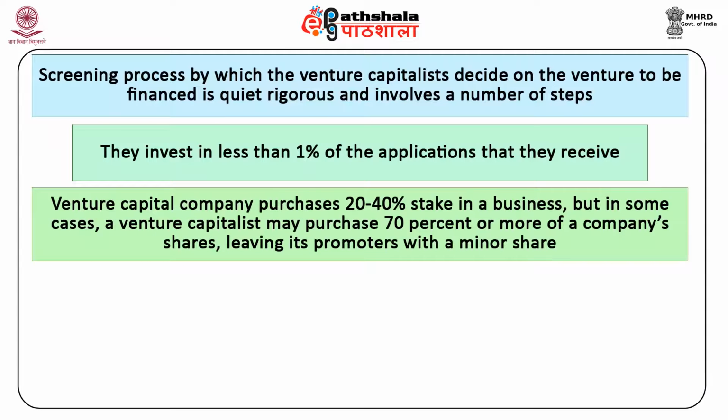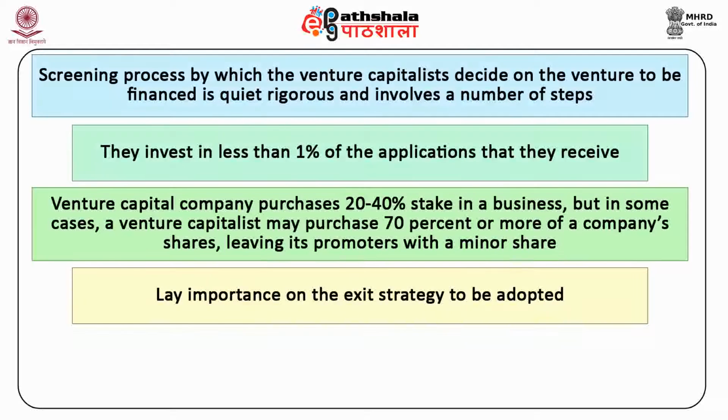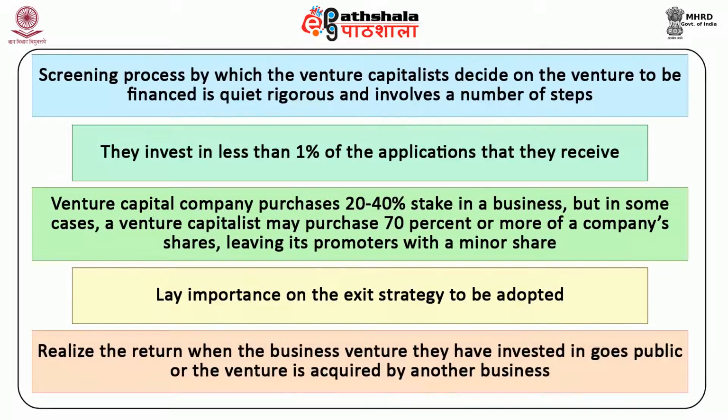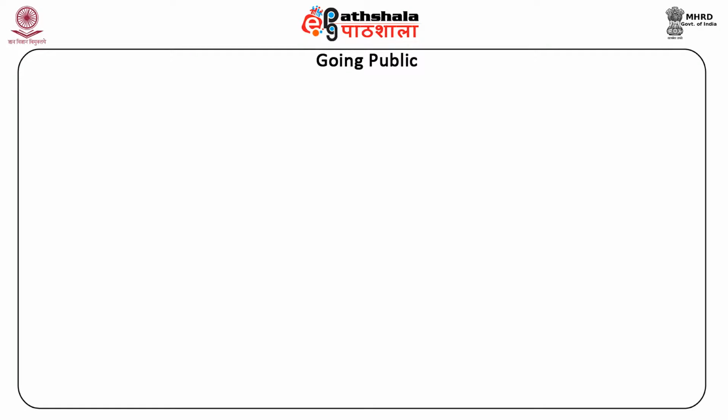Typically, a venture capital company purchases 20 to 40% stake in business, but in some cases, a venture capitalist may purchase 70% or more of a company's shares, leaving its promoters with a minor share. Venture capital companies also lay importance on the exit strategy to be adopted. They generally realize the return when the business venture they have invested in goes public or the venture is acquired by another business.